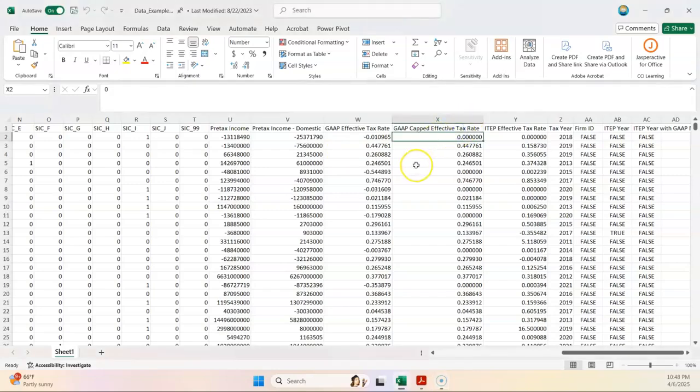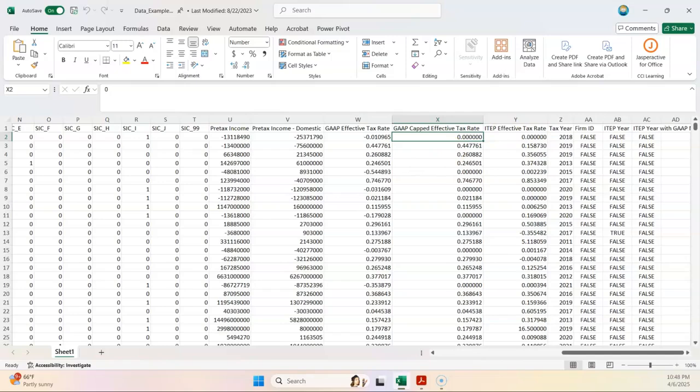And so what we have over here is the GAAP capped effective tax rate, which basically adds some rational bounds to it. Basically, nobody pays less than 0, and nobody pays more than 100. It's a good way to look at things.